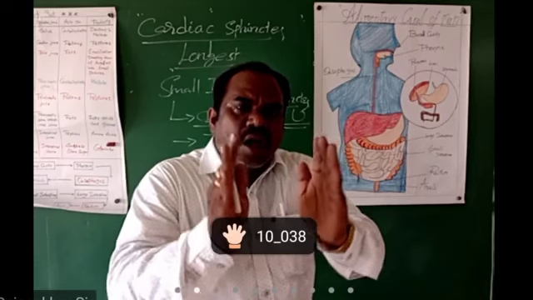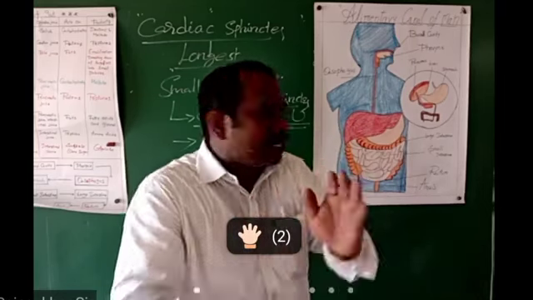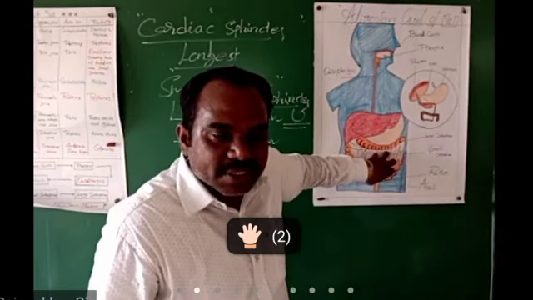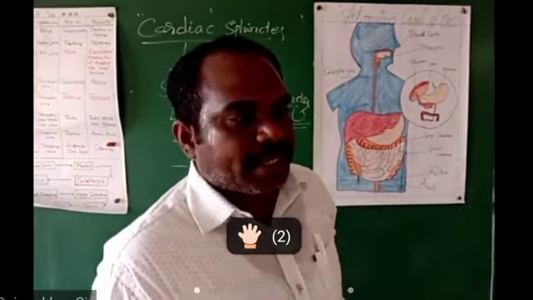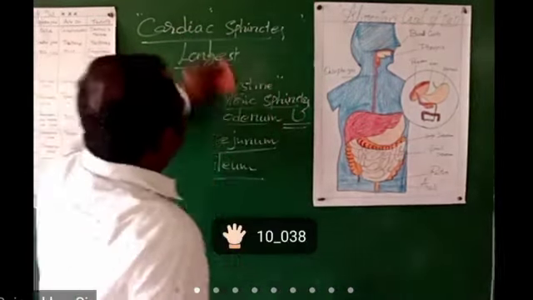Maximum or complete digestion of food materials takes place in the small intestine. One of the important points: bolus and chyme.